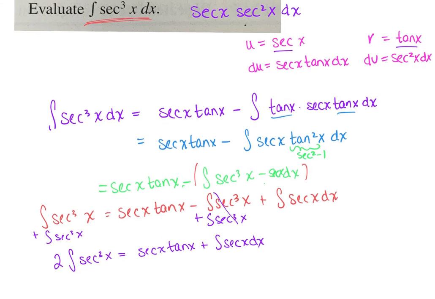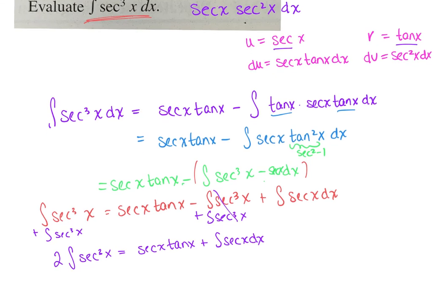So I end up with 2 secant cubed of x equals secant x tangent x plus the natural log of secant x plus tangent of x plus c. All right. I don't want 2 of them. How do I get that 2 from one side to the other?